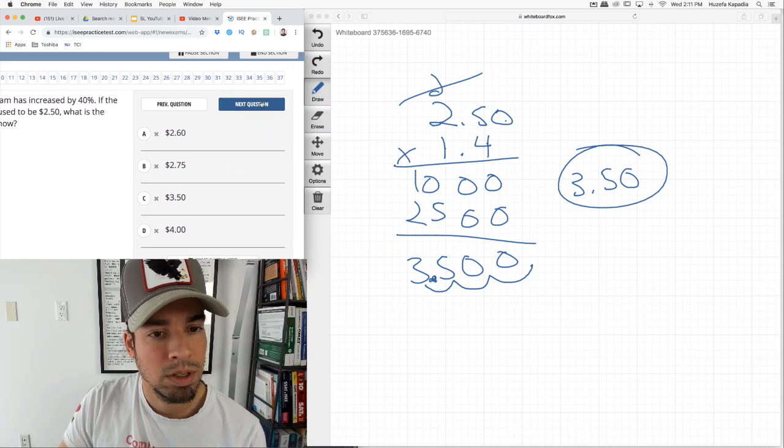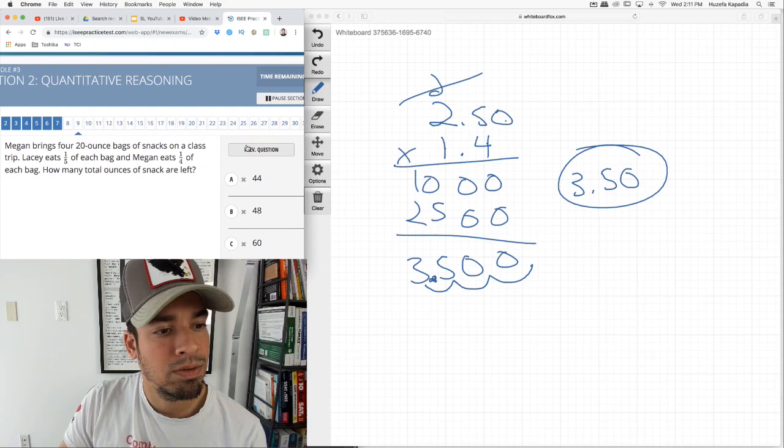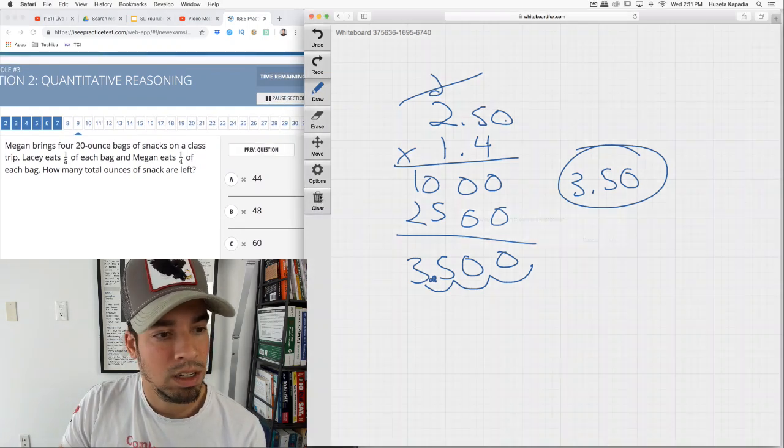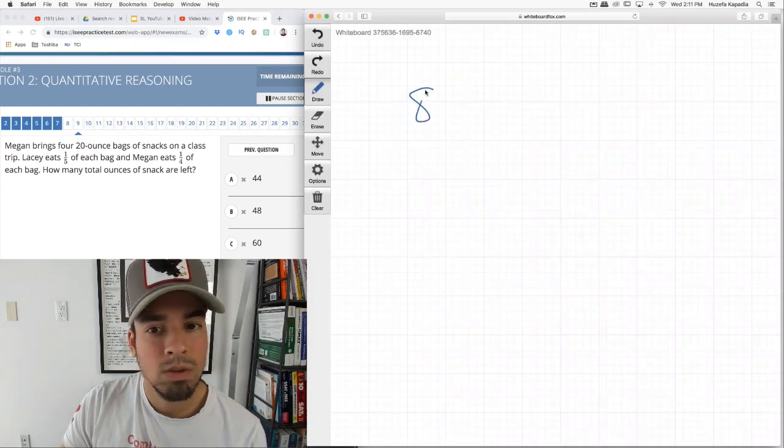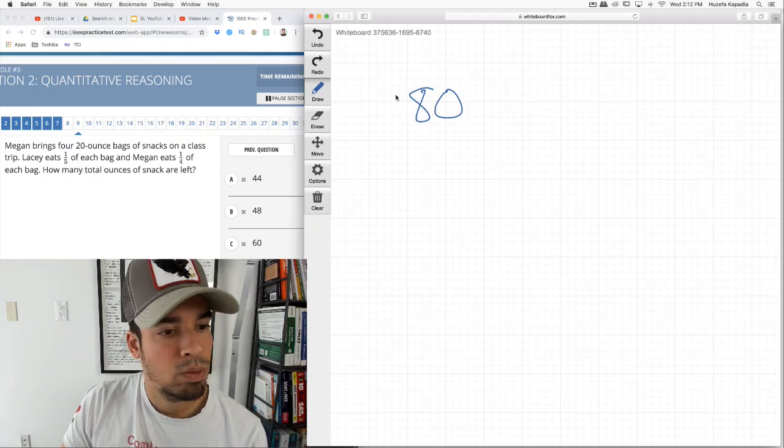If the price, yeah, it used to be. Okay, just making sure. Megan brings 4 20-ounce bags of snacks onto class, so 80 total. Lacey eats 1/5 and Megan eats 1/4. How many total ounces are left?